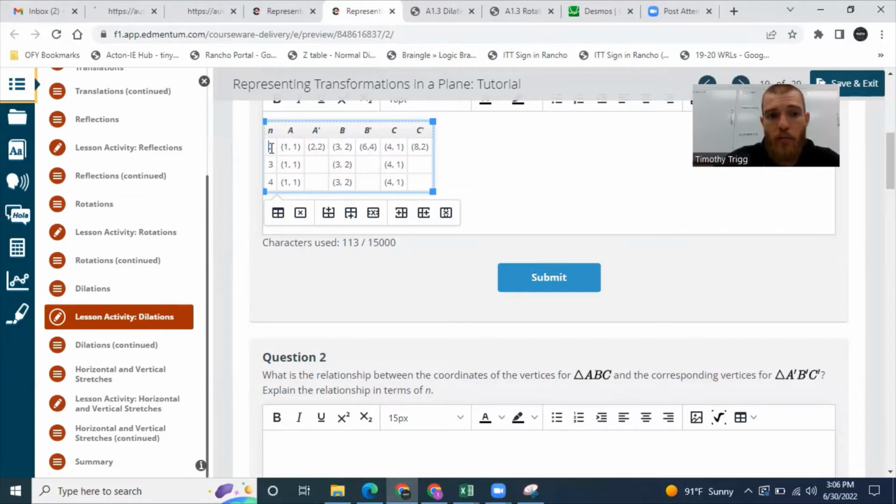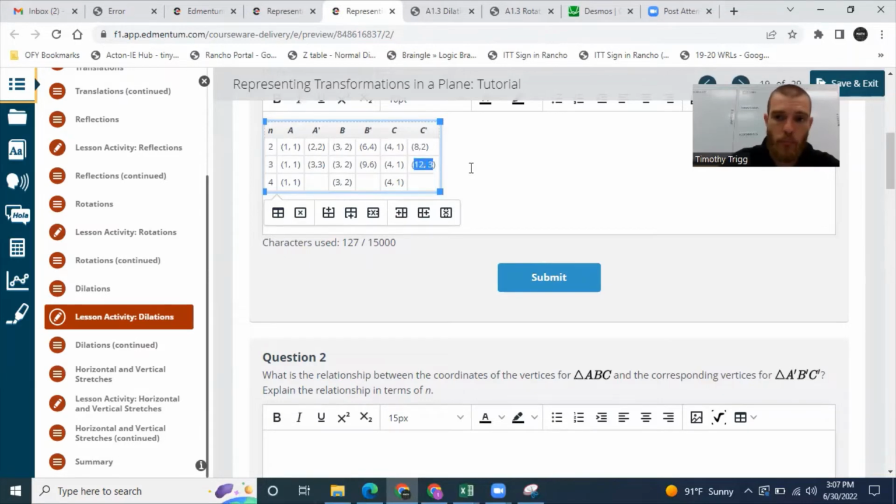So whatever your scale factor is, that tells you what you're going to multiply your point by in order to get to the image. So I already know if I have a scale factor of 3, this one should be 3, 3, right? And this one should be 9, 6, right? Because I'm multiplying these coordinates by the scale factor. And this one, lastly, would be 12, 3. Again, I'm multiplying these original coordinates for point C times the scale factor to get C prime.